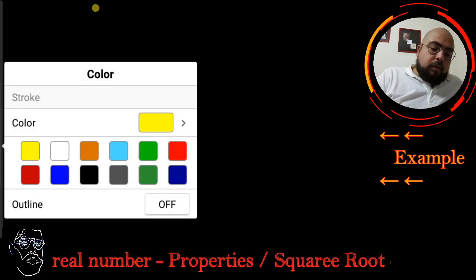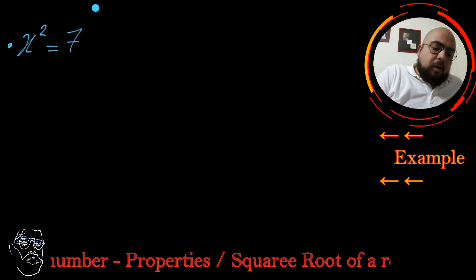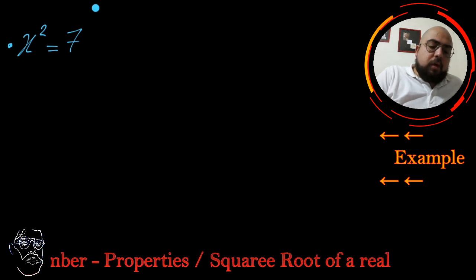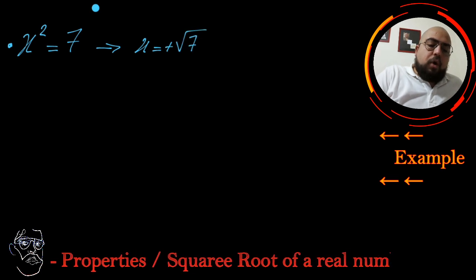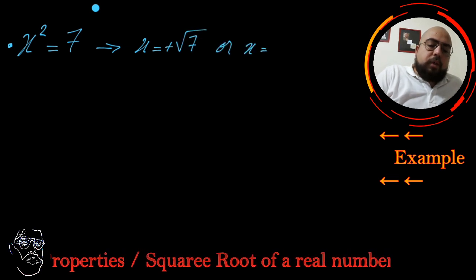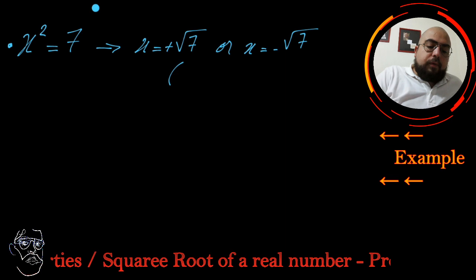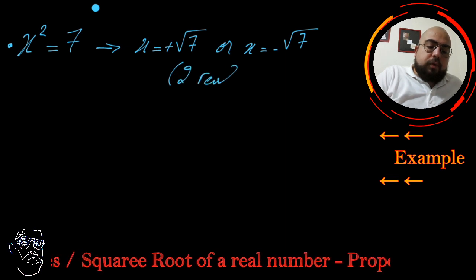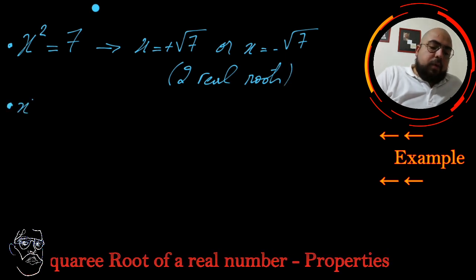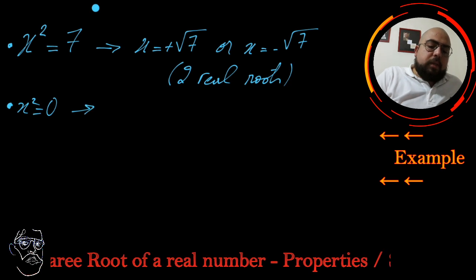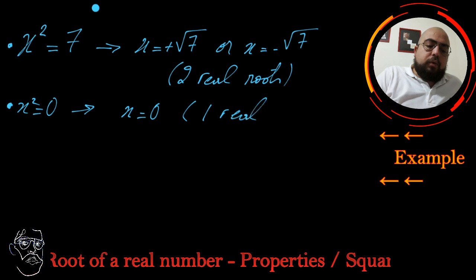Let's say we have x squared is equal to 7. As you can see, a is 7. From this you can deduce that x is equal to plus square root of 7, or x is equal to negative square root of 7. Now, of course, if you'd like, I can mention that these are 2 real roots, since a is positive. What about x squared is equal to 0? Now in this case, x is equal to 0, and you have 1 real root.